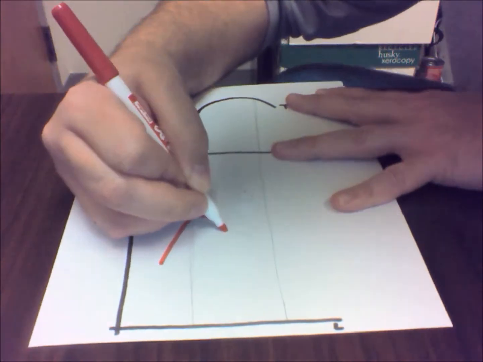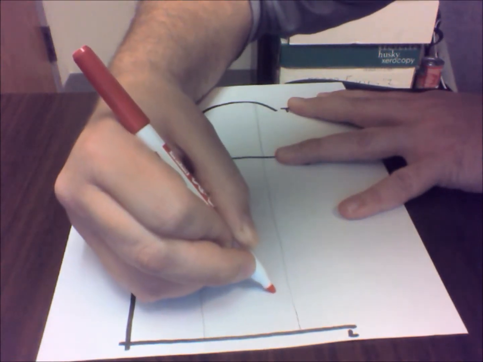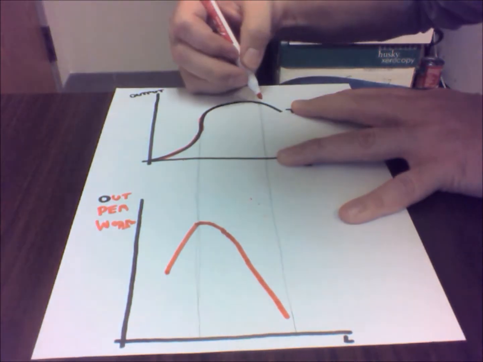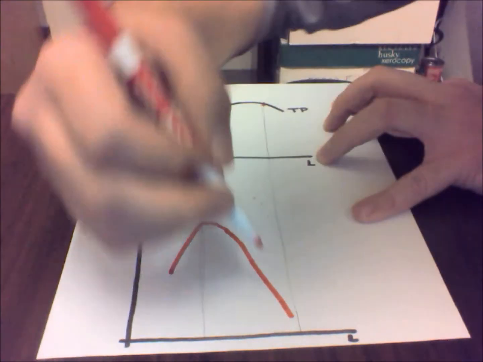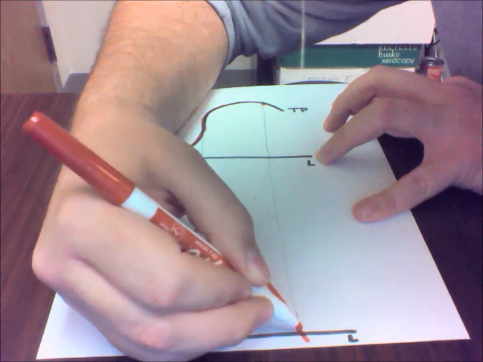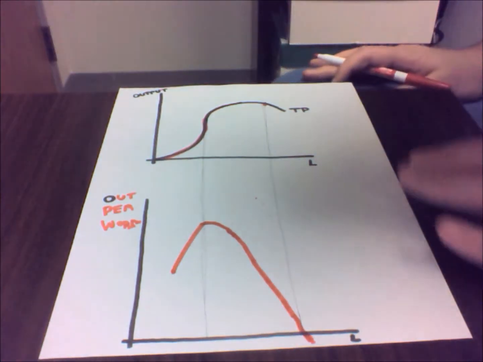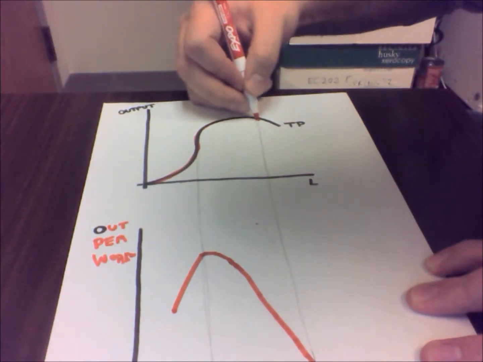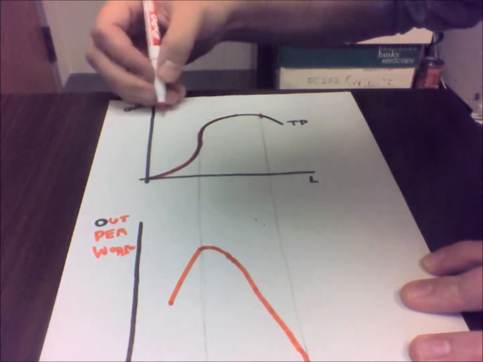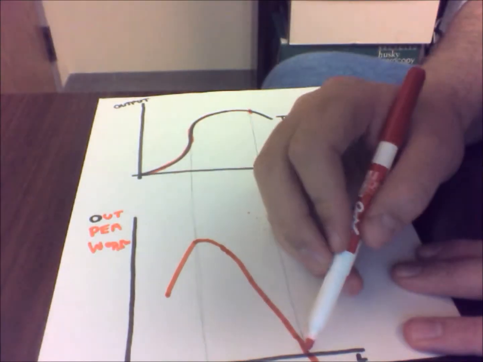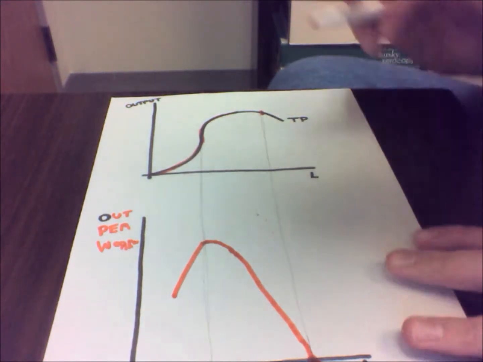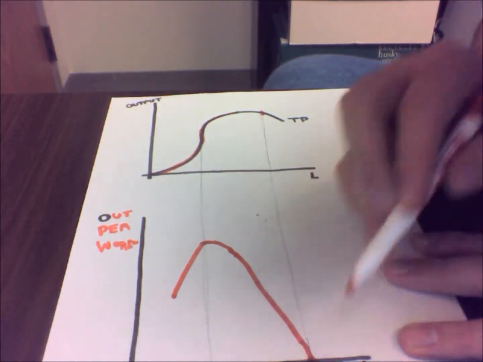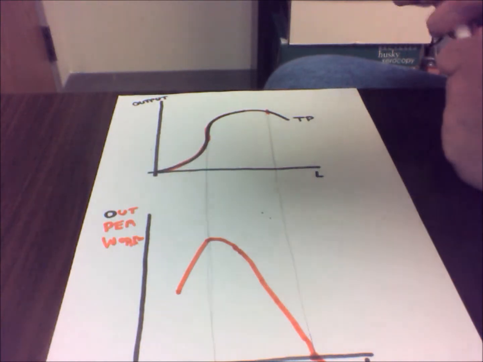They're going to keep getting less productive until eventually we hit this other point where the total product curve starts to slope downward. At this point, the marginal product curve goes negative. So at this point, the total amount of output that a firm produces is maximized, where the marginal product is zero. And beyond that point, total product actually starts to decline.